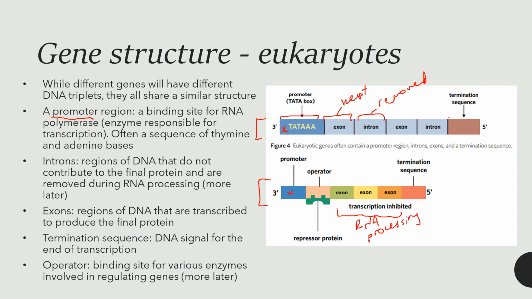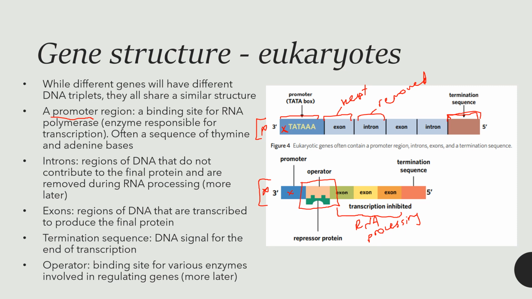We then have our termination sequence, which we learnt about when we were learning about transcription. So when this termination sequence is reached, that's when transcription ends. This is the termination sequence here, which, as the name suggests, is at the end of our gene structure. And then sometimes we will have an operator. The operator is not in this first diagram up here, but it is in this second diagram. It's this peach section here. What an operator is, it acts as a binding site for various enzymes that are involved in gene regulation.